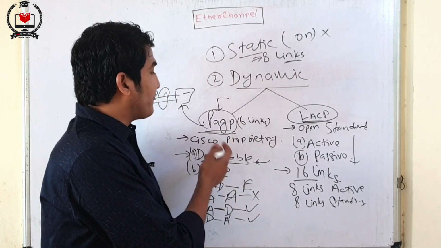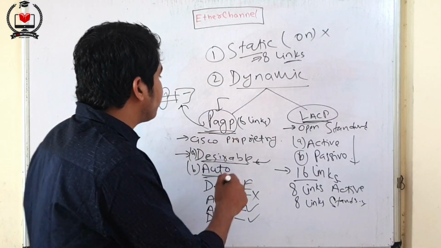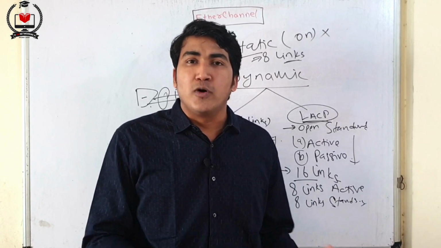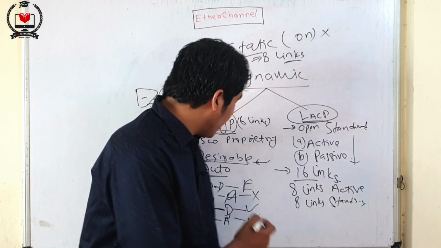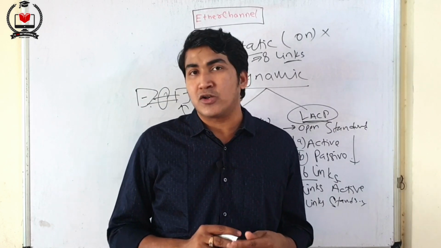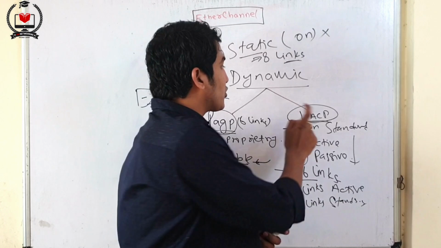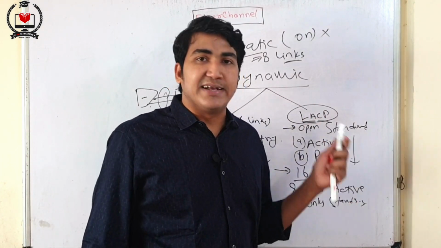We have two modes to configure. Directly you can go to interfaces and run the command channel-group, then the group number, mode, and you can set desirable. Automatically EtherChannel will form between switches, yes or no. Here the important one is the LACP protocol, so I am going to cover this protocol here in detail.